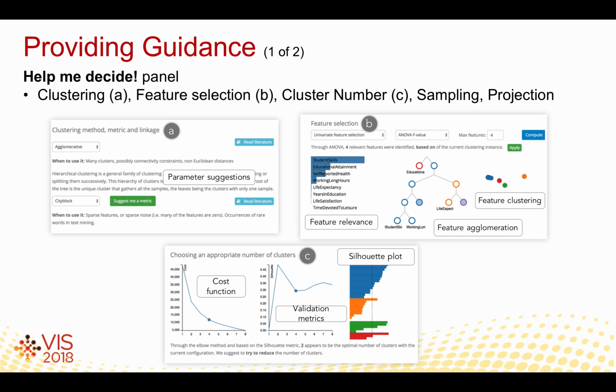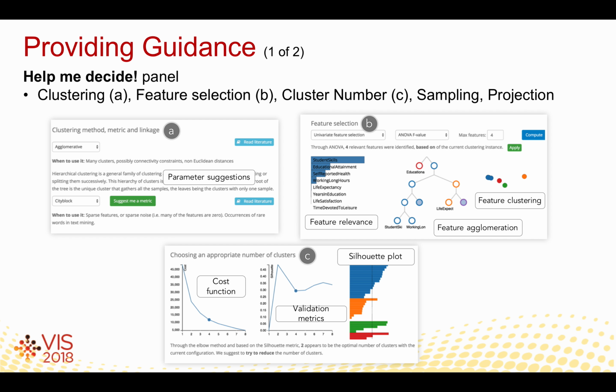The first one is the Help Me Decide panel that, as you may guess, tries to make the user make more informed decisions about the clustering parameters. So we try to use a combination of text, existing literature, and semi-automatic computations and visuals in order to give some insights about the clustering parameters. In the first case, you can see how we use text, pros and cons, use cases, and links to literature for helping the user choose the clustering algorithm.